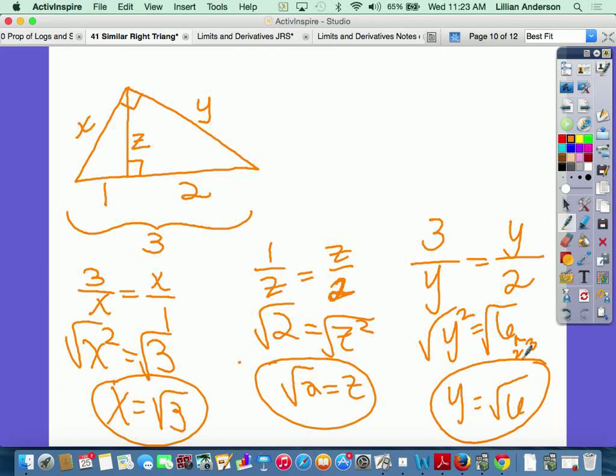If it ever gives you a problem where you have to find multiple variables, break them into pieces. Find the altitude first. Find the whole hypotenuse. Do it in pieces. It was on the homework.